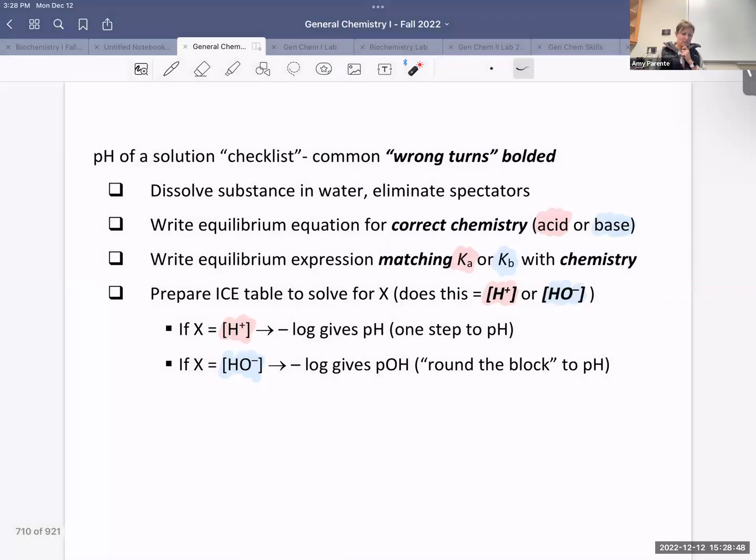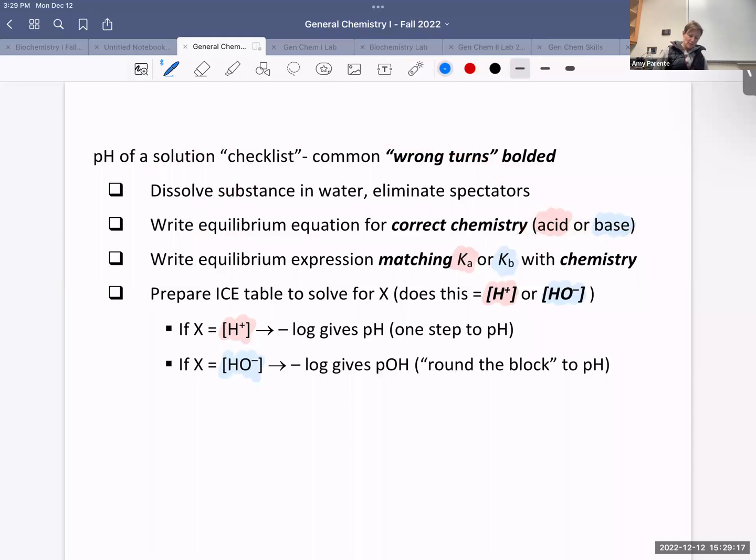So when you have to determine the pH of a solution, here's your checklist for things to go through, and highlighted are places where students make wrong turns, sometimes making these turns when they weren't supposed to. So again, put your substance in water, eliminate spectators, and see what you have. Then write an equilibrium equation for the right chemistry. Do you have an acid in solution or do you have a base in solution?